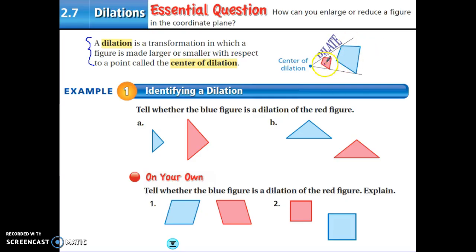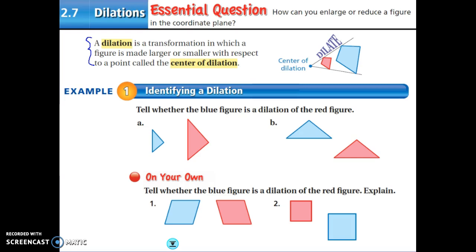Either the red or the blue figure could be the original, depending on if we started with the blue and dilated by a smaller number to decrease the size, or maybe we started with the red and dilated by a larger number to increase the size and end with the blue. Either is possible. Regardless, this blue point is our center of dilation. For this example, we'll go ahead and assume that the red figure is the pre-image, or the one we start with, and this blue figure is going to be our image, or our ending figure.